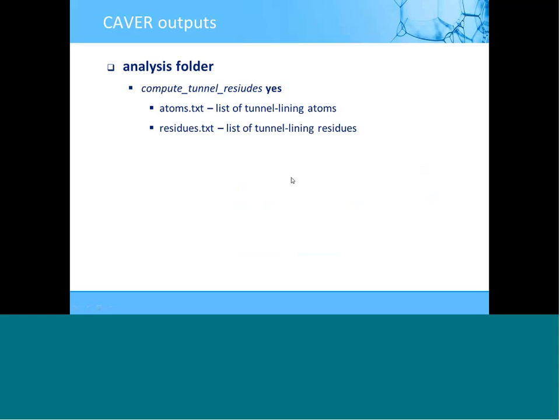Further, if you use in your configuration file the parameters in italics, in this presentation I will use italics to indicate that it's a parameter of the configuration file. So if you use compute tunnel residues, yes, the analysis folder will also contain 2 text files, which list the atoms and residues lining the tunnel. Similarly, if you specified compute bottleneck residues, yes, you will get a list of bottleneck residues.